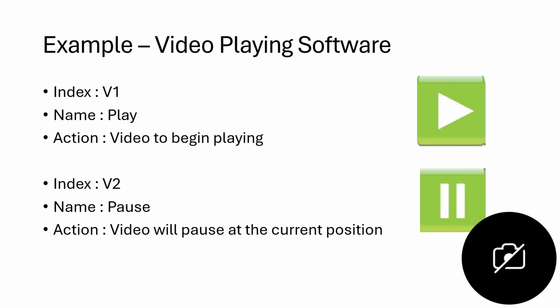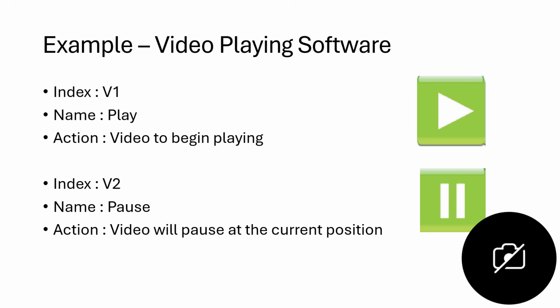So this is the example of the video playing software. Here you are having the first option, which is called the first index. So V1, that is the play option. You have the functionality requirement as play. This is the icon we are using there. The icon will have a functionality: when you press on it, the video should play. And there is an added functionality that when you press on it again, the video will pause.